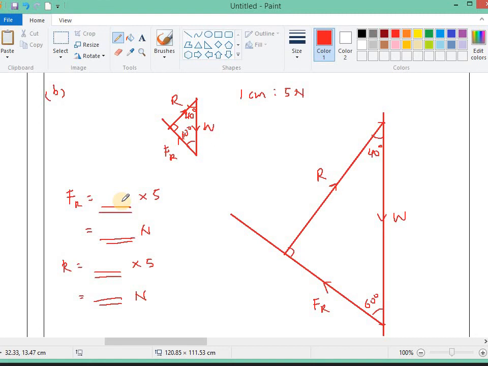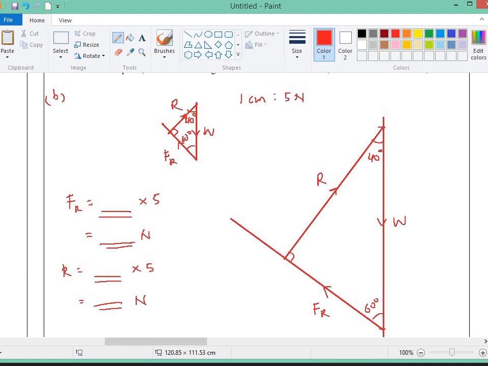For example, if this is 8 centimeter, then you just write 8. Don't write 8 centimeter. Just write 8. 8 times 5 is how many Newton? Don't write centimeter, just write the number times 5 equals how many Newton. So this is the scale diagram.